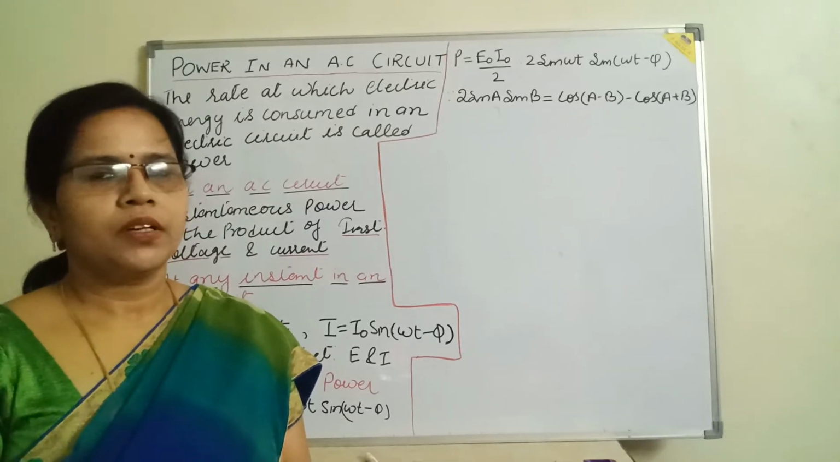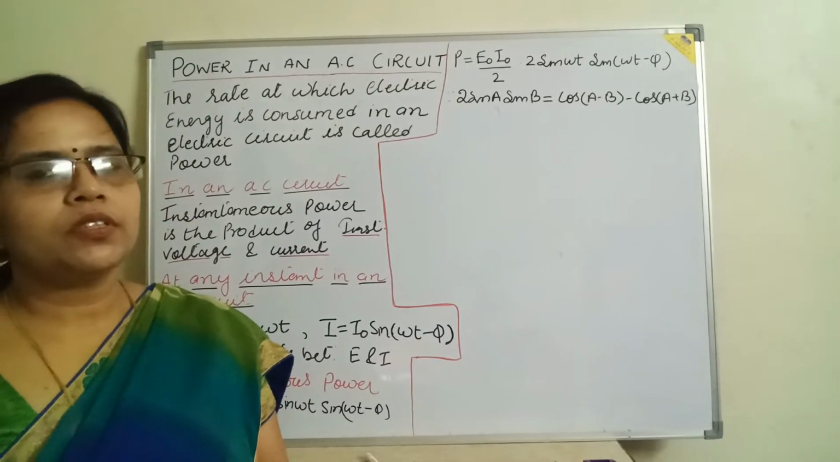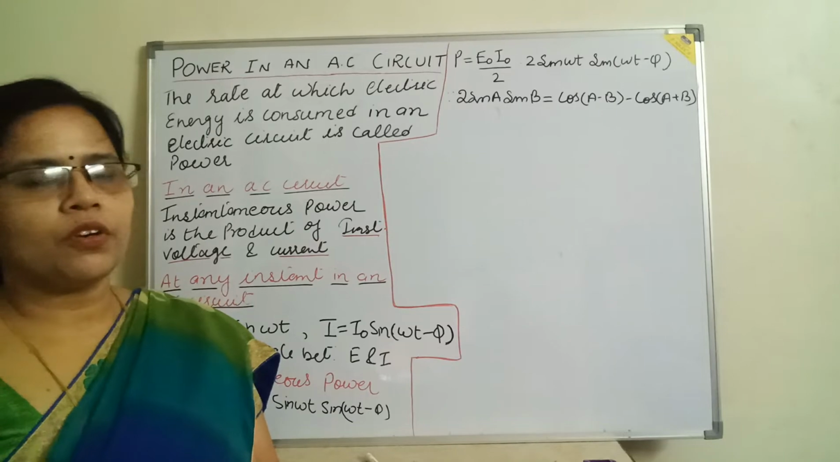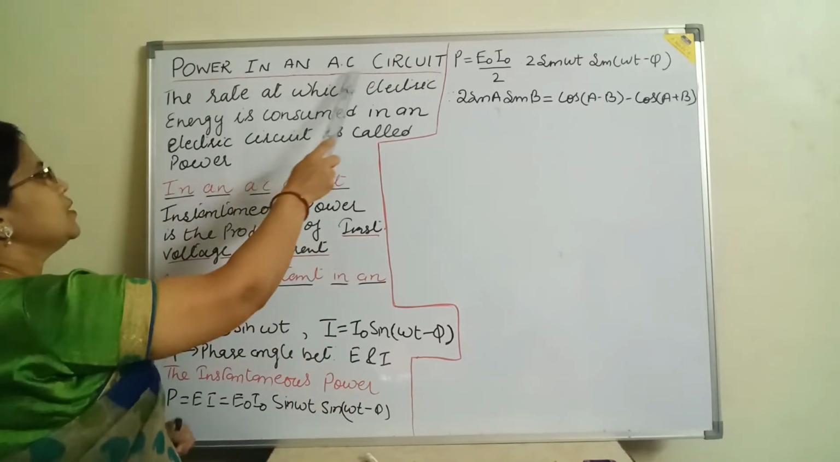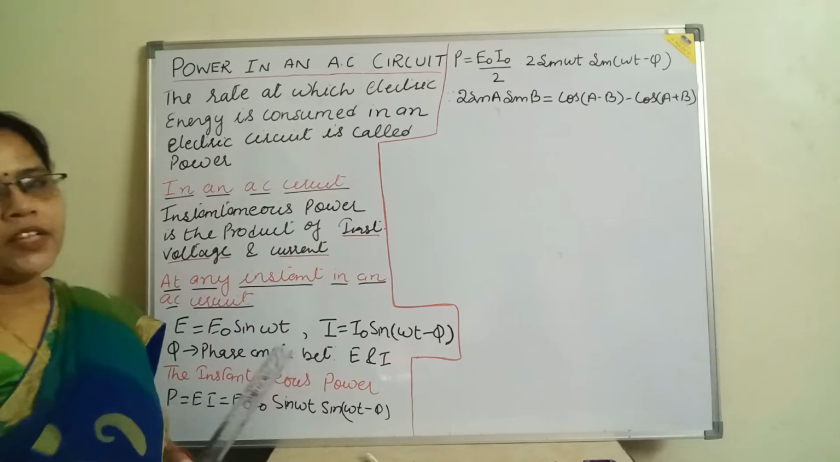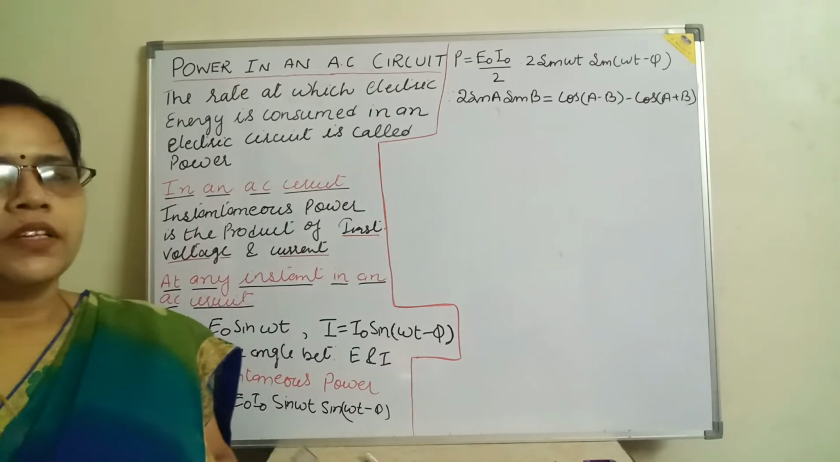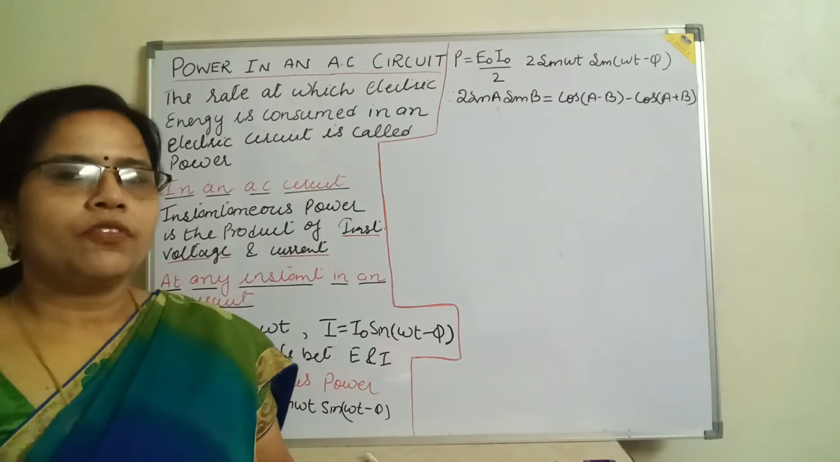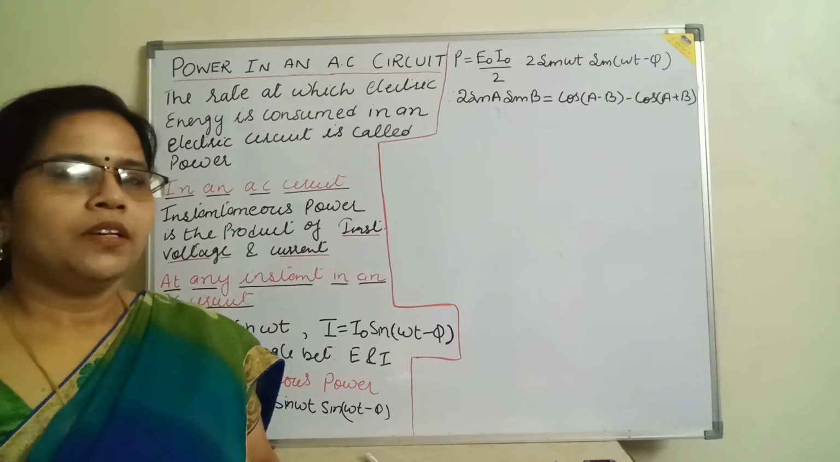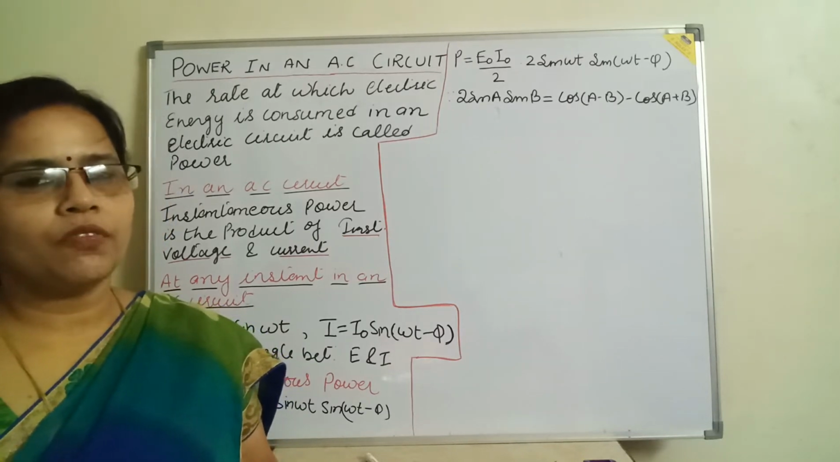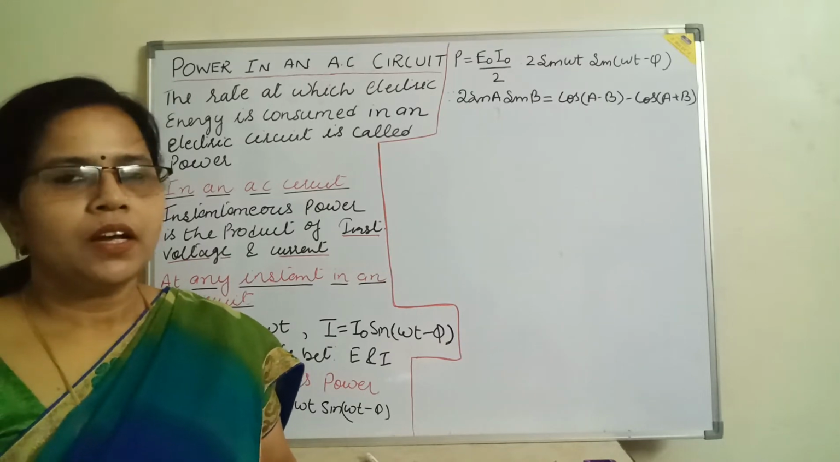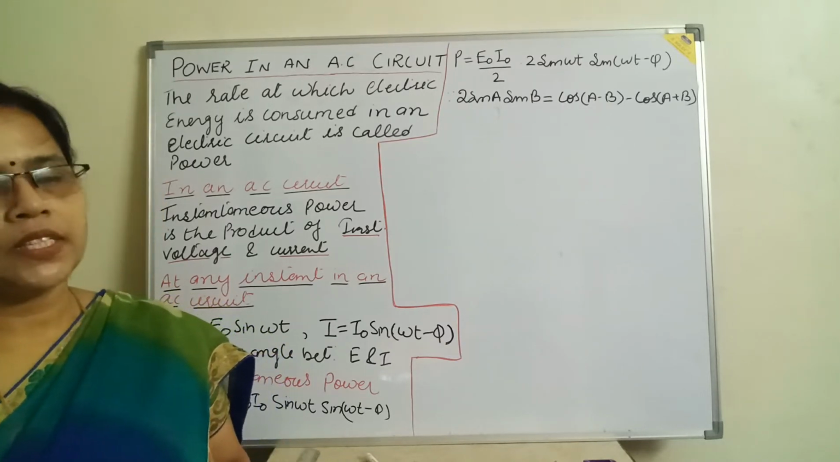Morning class. Today I am going to discuss a very important topic of alternating current, that is the power in an AC circuit. As you all know, power is generally the rate of doing work. But in the DC circuit, you have read that the power is the product of voltage and the current. But what happens in the AC circuit?